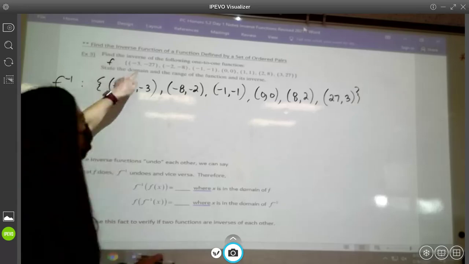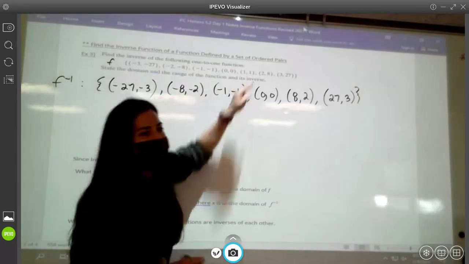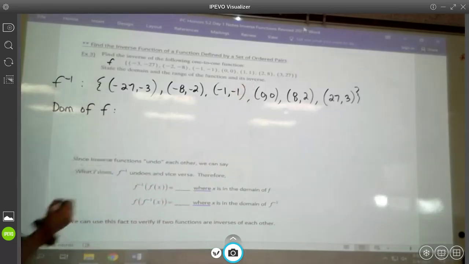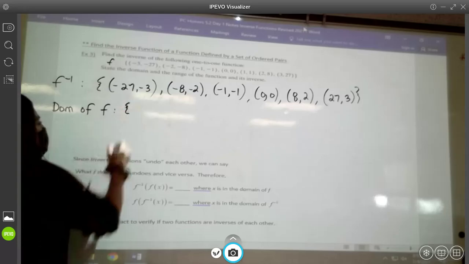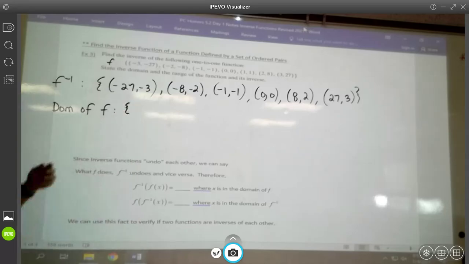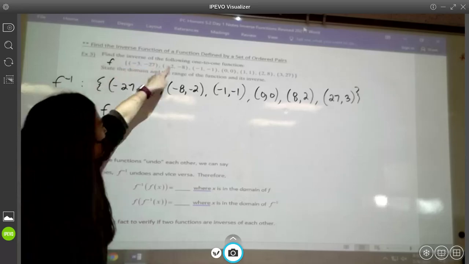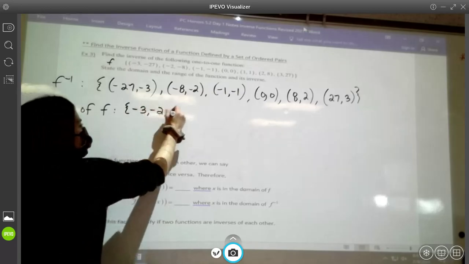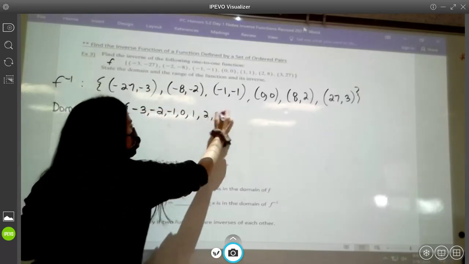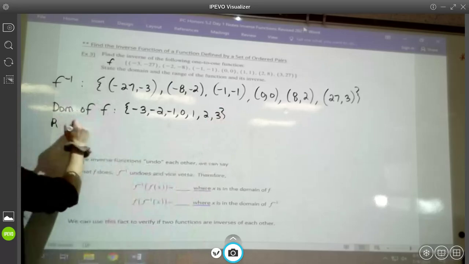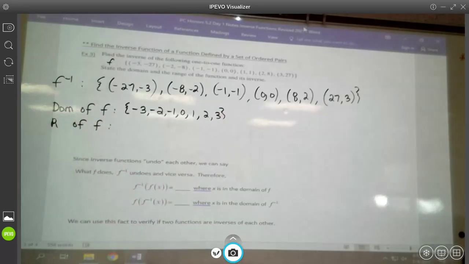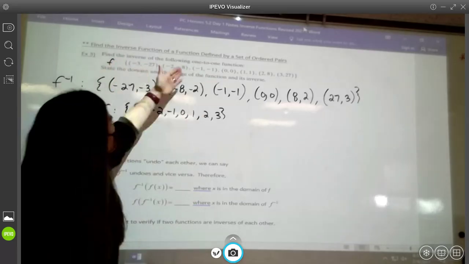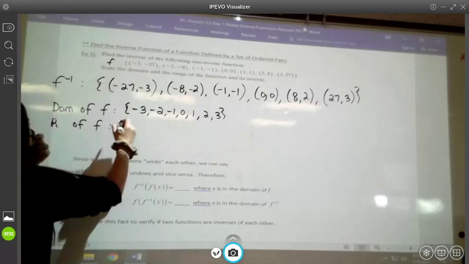So now they want you to find the domain and range of the function and its inverse. So let's do the domain of f. The original function, his domain are all of the x values. So all of the original x values, negative 3, negative 2, negative 1, 0, and so on. The range of the original function are all of its y values. So negative 27, negative 8, negative 1, 0, and so on.